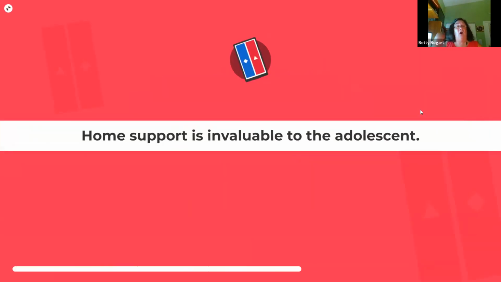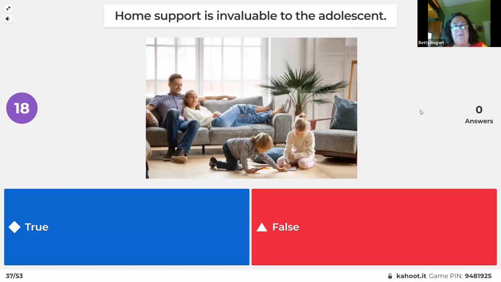True or false? Home support is invaluable to the adolescents. Do they need mom and dad? Do they need them to support them? Home support.